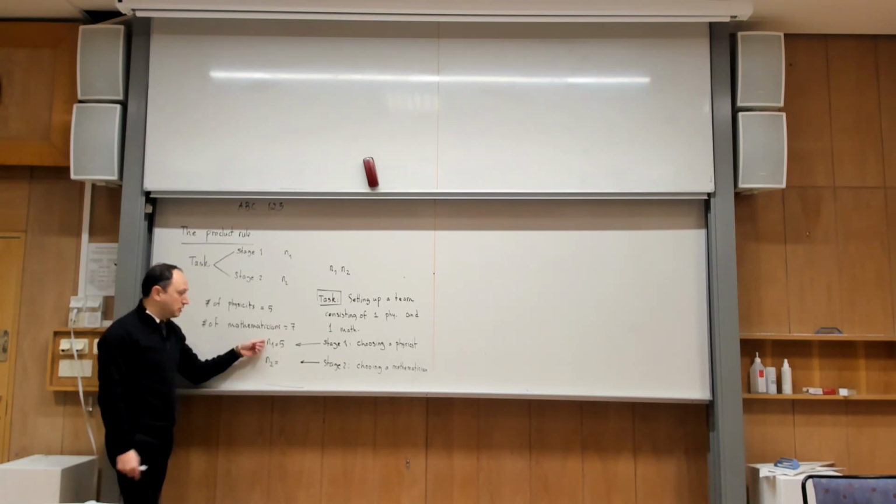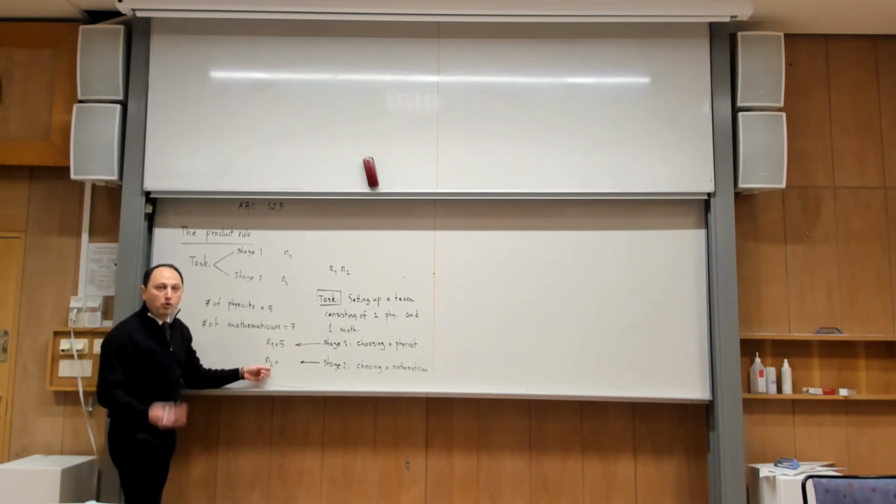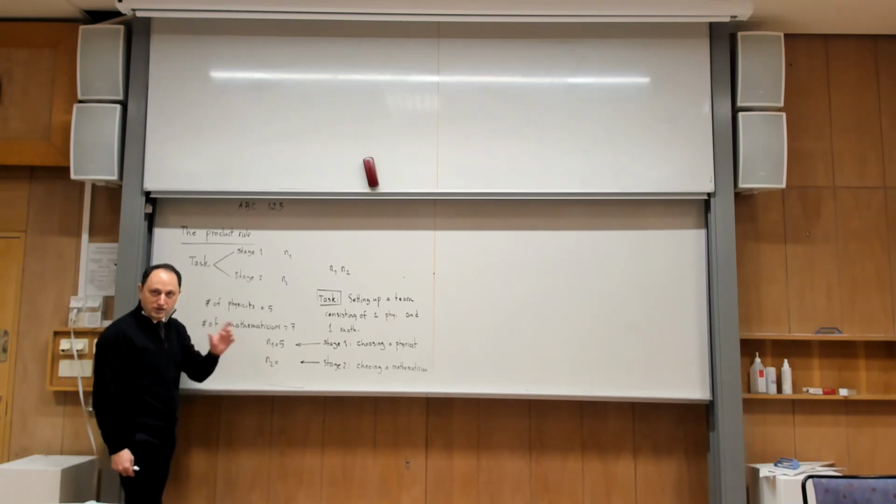Yes? What does it mean? It means that it doesn't matter for me which physicist is chosen for the first stage. The second should always be 7. Yes, I will give you examples to understand this point better, but this is extremely important.